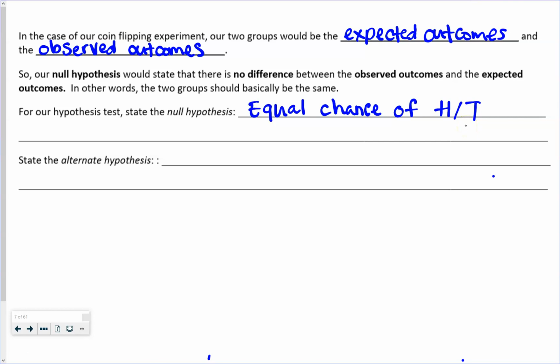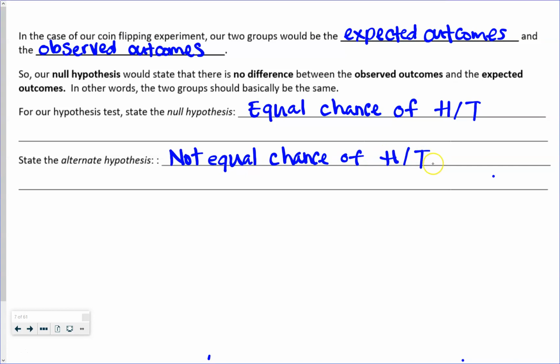Alternate means opposite. So we're going to say the opposite of what we just said. We're going to say there's not an equal chance of getting heads and tails.